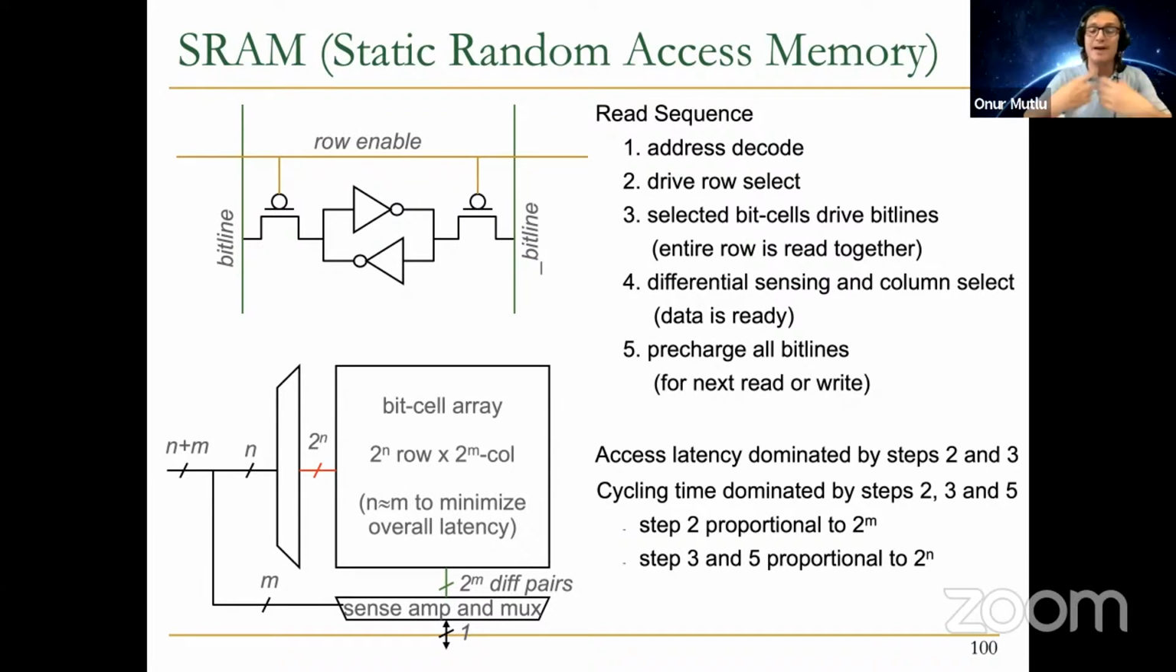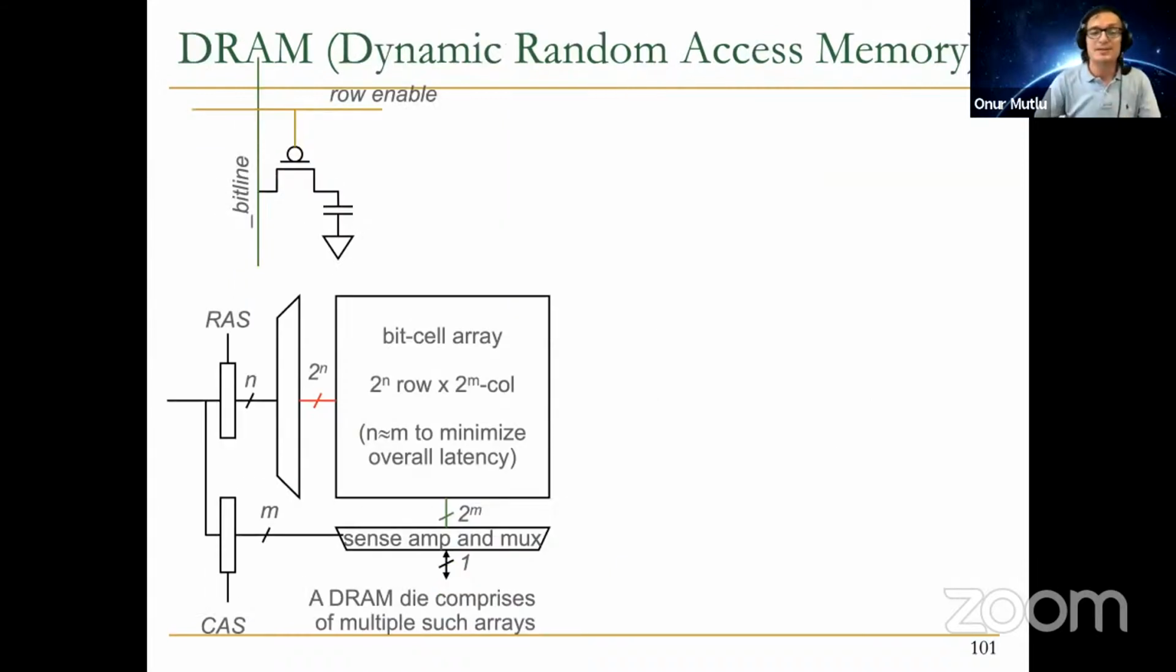And cycling time, which is how fast you can start the next access, is dominated by steps 2, 3, and 5, usually, because you need to pre-charge all bit lines, which also is proportional to the length of your bit lines. Basically, the operations that manipulate long interconnects are on the critical path of your next access, which is word line driving, bit line driving, and then the bit line pre-charging. That's why this is there. And you can imagine what each of these is proportional to. These are proportional to the length of the wires that you're driving, essentially.